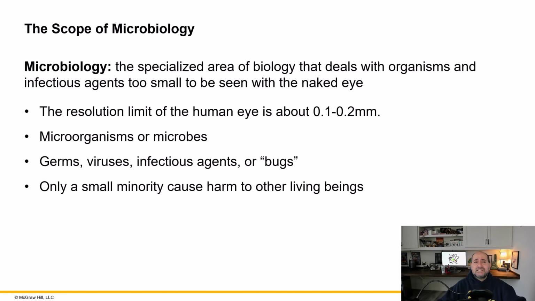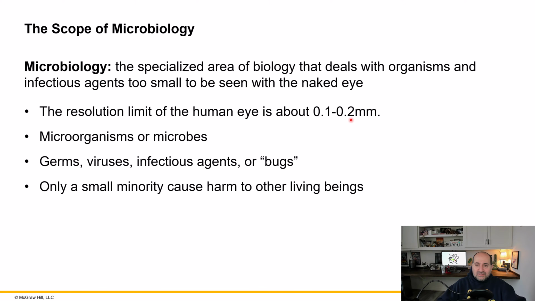And the fact that it's micro means that they are too small to be seen with the eye, right? So your eyeball, believe it or not, has a limit in terms of how small an object you can see. And that limit is right here. It's 0.1 to 0.2 millimeters. You guys know what a millimeter is, right? Think of a tenth of a millimeter or 0.2 of a millimeter. That is how small you can see with your eyeball. It's called the resolution limit of the naked eye, the human eye. Anything smaller than that, you're not going to see.